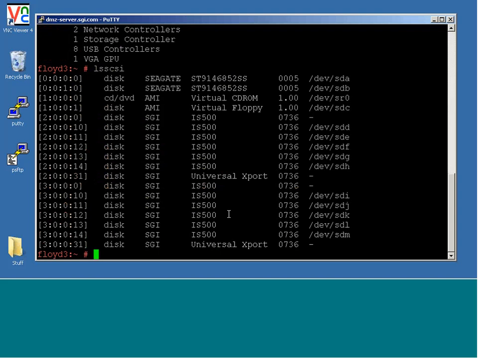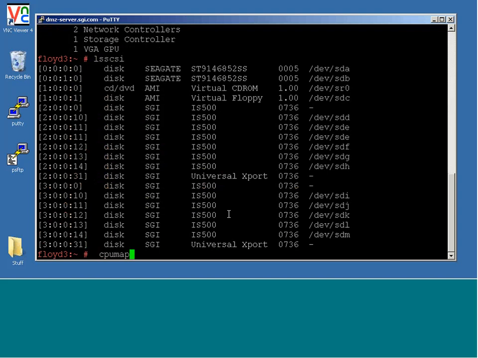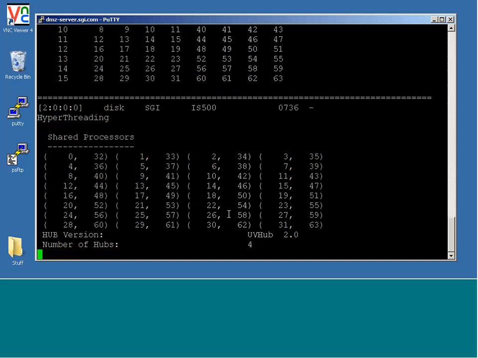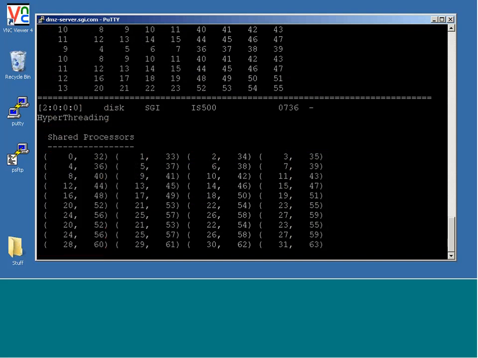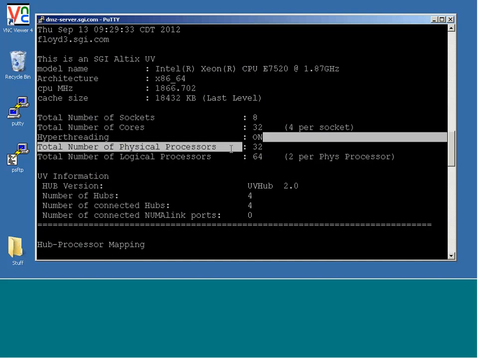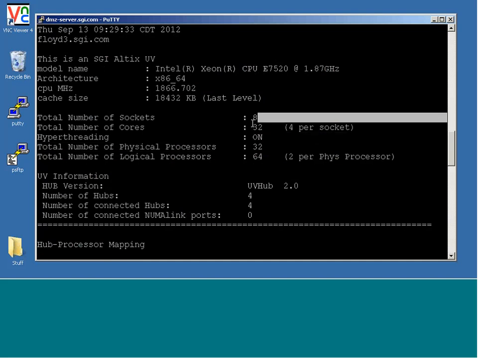Okay, and if I do a CPU map, this is important for CPU sets and stuff too. I see that I do have hyper-threading turned on the system. This is a Nehalem. So I've got 8 sockets, 8 processor packages that are plugged into these motherboards. With hyper-threads, that's giving me 32 cores or 64 CPUs.